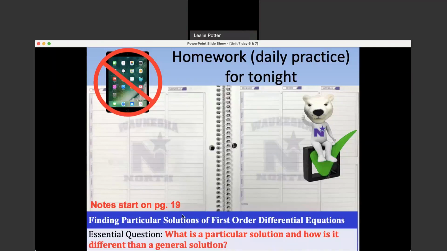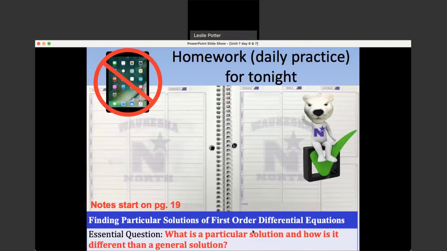This is Unit 7, Day 7 notes, and they start on page 19 of your packet. We are still talking about finding particular solutions of first-order differential equations. First-order differential equations, again, are those differential equations that have a first derivative in them and nothing other than that in terms of derivatives.